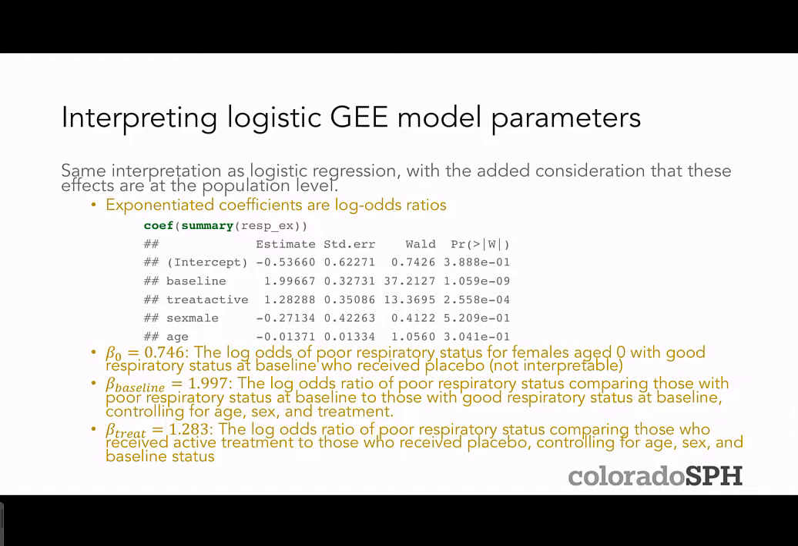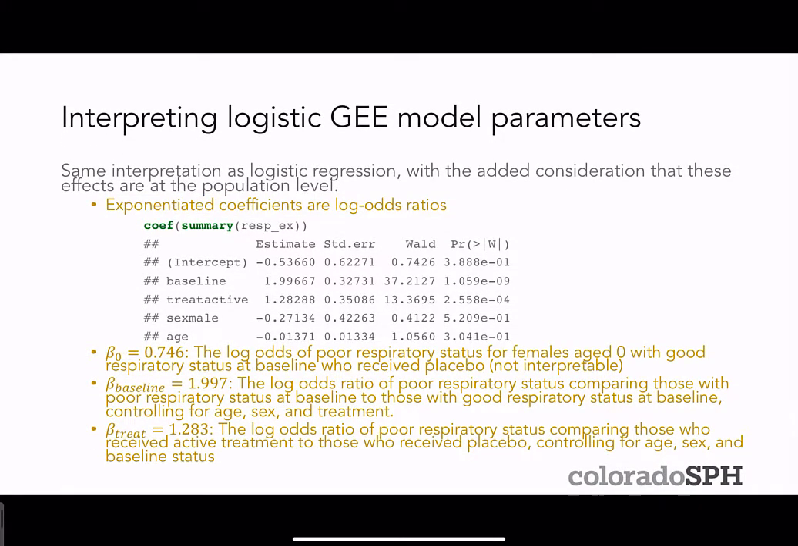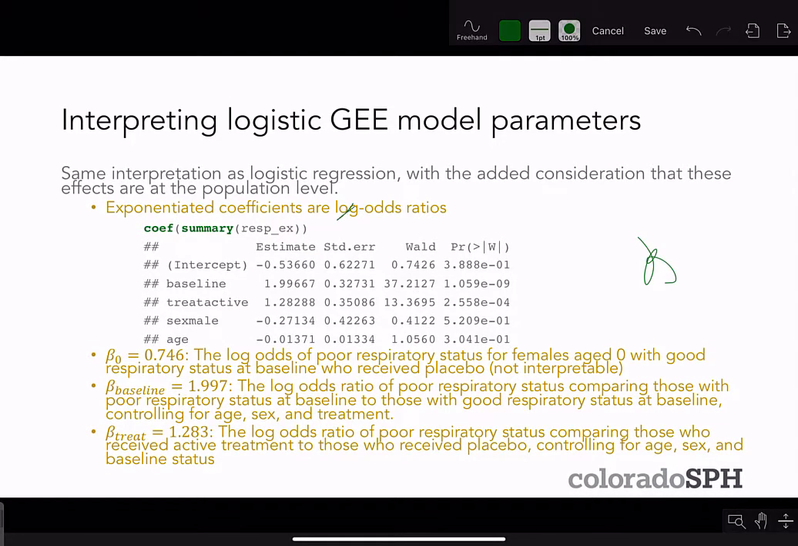So how do we actually interpret these parameters? Well, this is going to give you the same interpretation as logistic regression, with the added consideration that these effects are at the population level. So what I mean is that the exponentiated coefficients are odds ratios. They're not log odds ratios. That's a typo there. So the exponentiated coefficients are odds ratios. The coefficients themselves are log odds ratios.